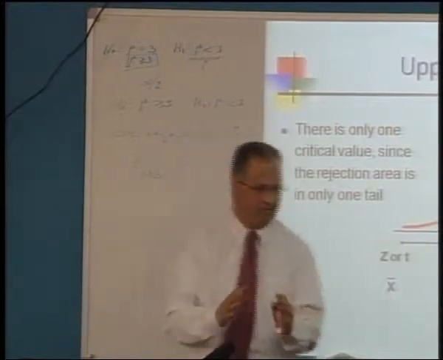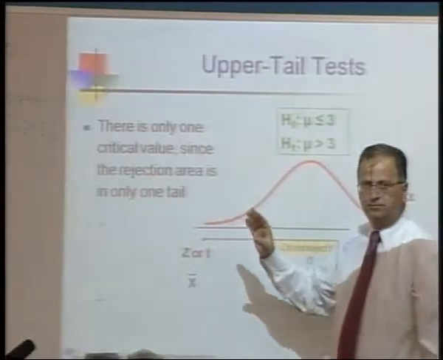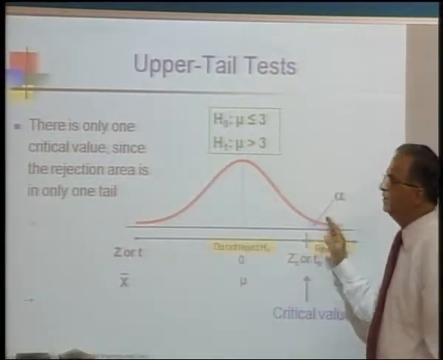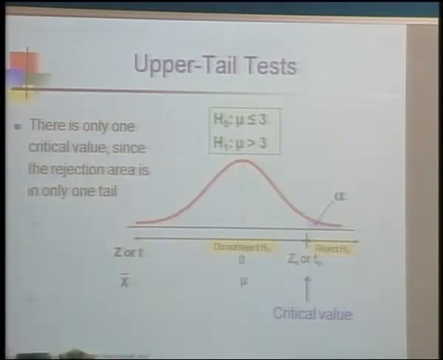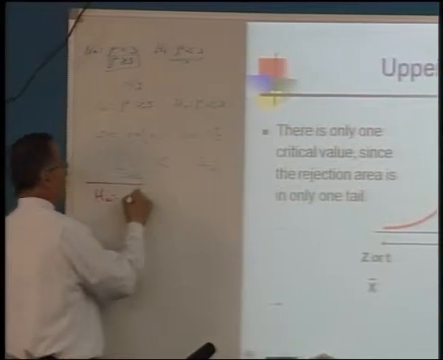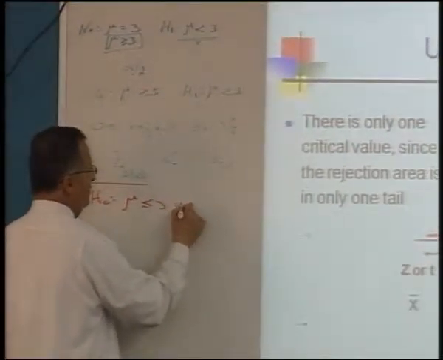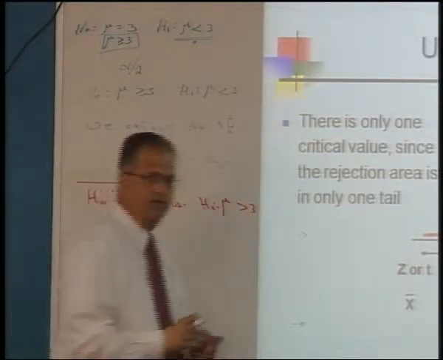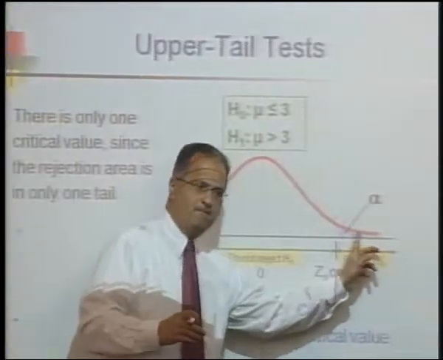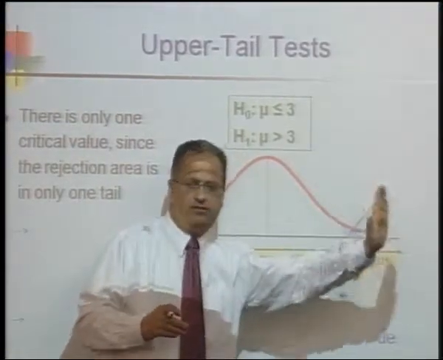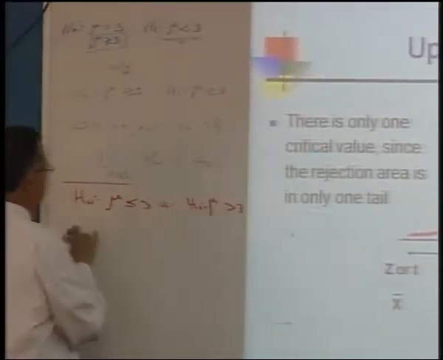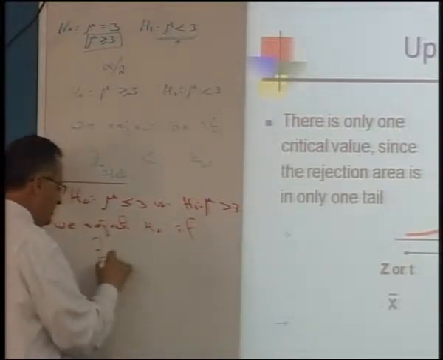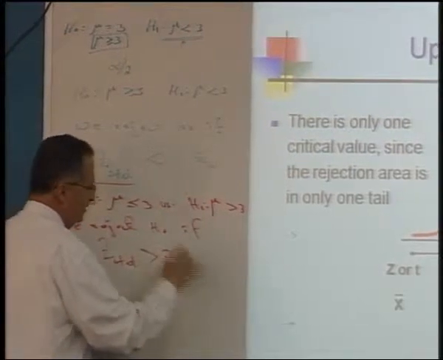For the upper tail, it's the same vice versa, but here the rejection region is on the right side, on the upper tail. So here we reject the null hypothesis for the other case. If we are testing mu smaller than or equal to 3 against mu above 3, the rejection region is this area, z alpha or above it. So we reject H0 if my z statistic is above z alpha.